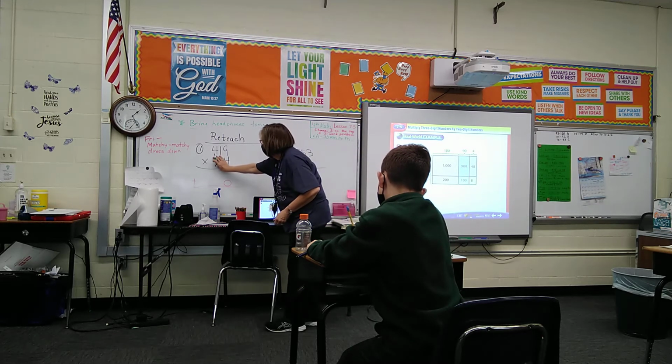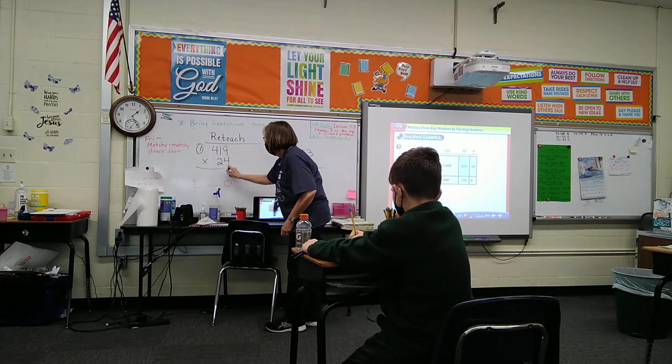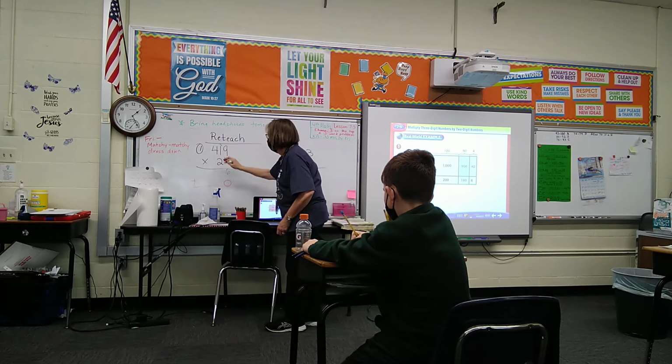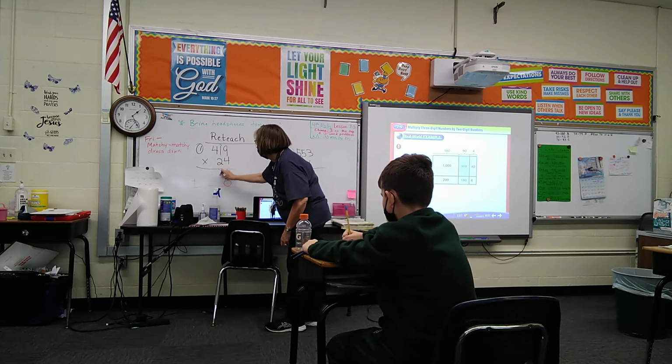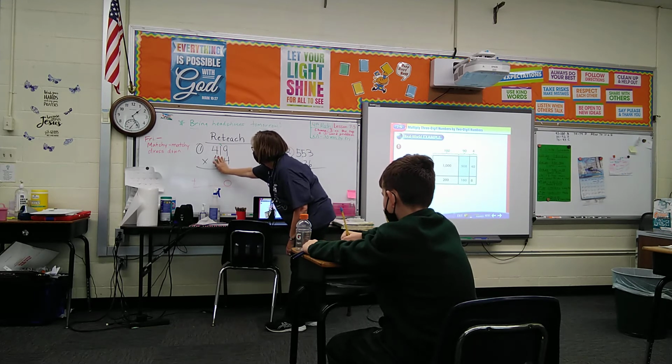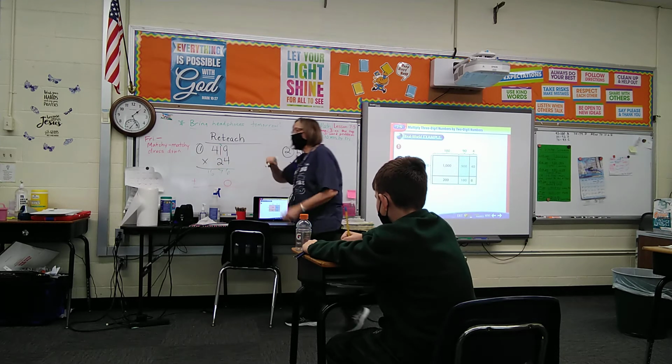First you do 4 times 9, which is 36. We regroup a 3. Then you do 4 times 1, which is 4, plus 3, 7. Then you do 4 times 4, which is 16. Okay. Luke, is step 1 finished? Yes.